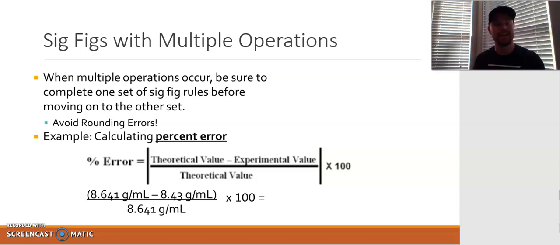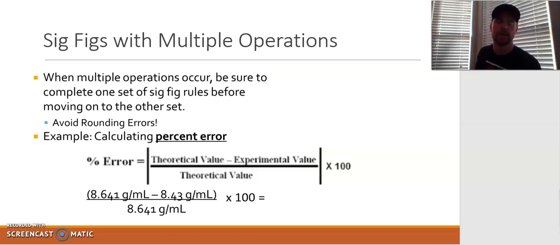But the point of this slide is, how do you deal with the sig figs? Because look, you have to subtract first and then divide. You have two sets of rounding rules. You have rounding rules for subtraction, but then you have rounding rules for division. How do you take care of all that? Here's the steps. You want to make sure you take care of the one set of rules first, but don't implement the rounding until the very end. It's best to show you an example. Let's take a look at this example here.